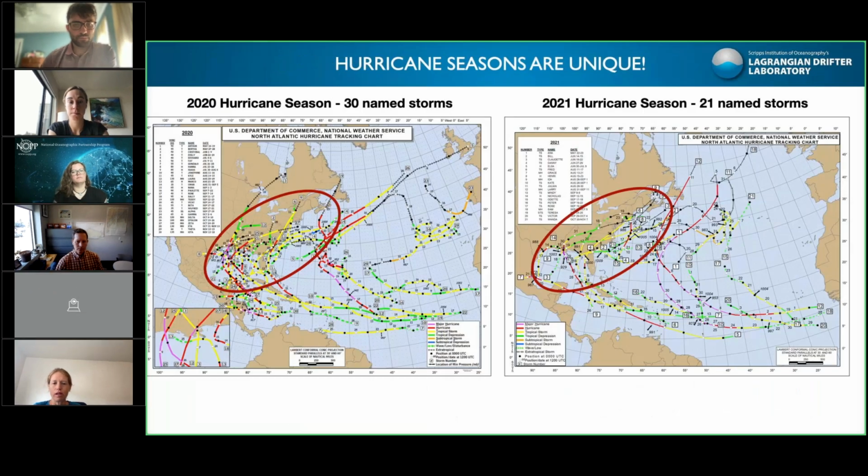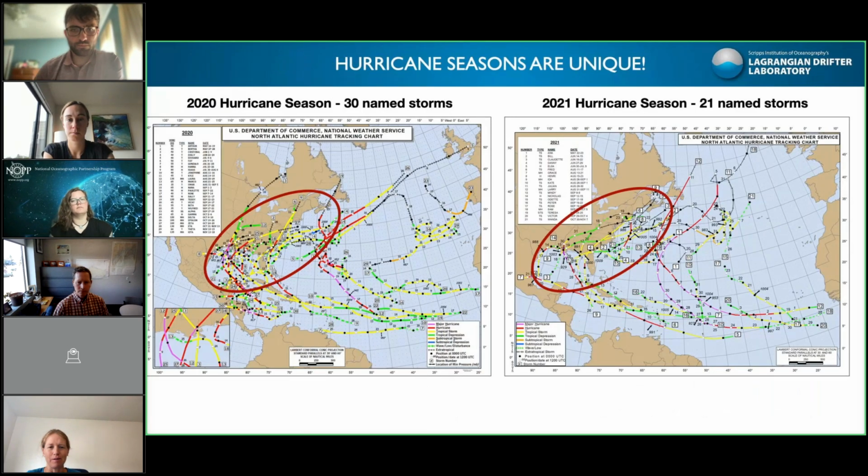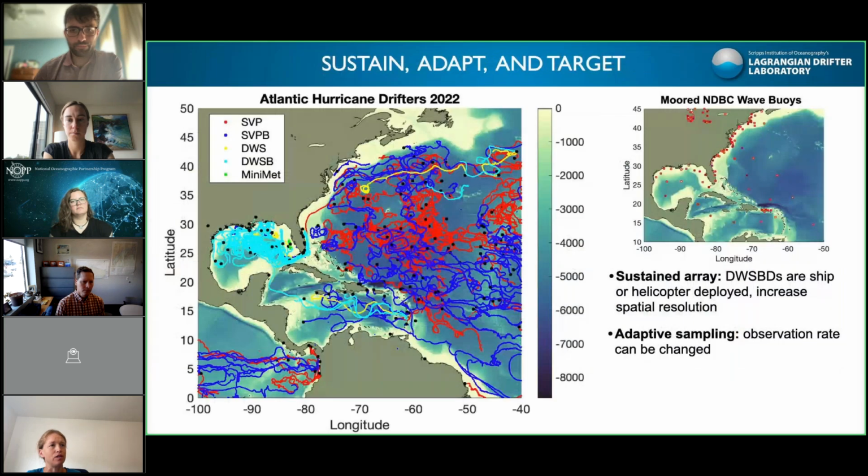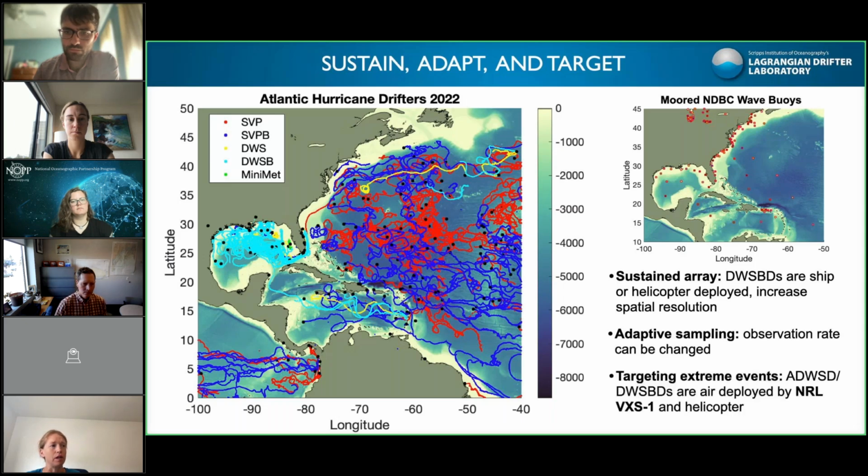So how do we actually target these hurricanes? Well, everybody knows hurricane seasons are different, right? We can't just put out the drifters ahead of time, but we don't always have those assets. So the first thing that we do, often at the beginning of the season, is we put out a sustained array. As Isabel mentioned, there's sometimes a lot of just getting the drifters out there. You'd be amazed what you might observe. We also have adaptive sampling to increase the observation rate, and then we also can target extreme events.